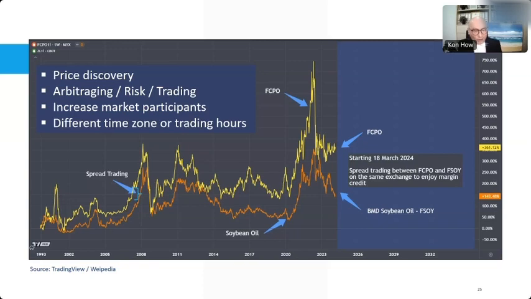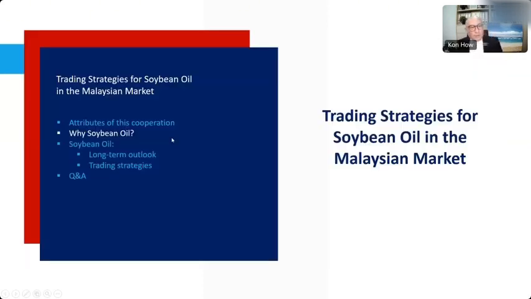And of course, not forgetting that there's an opportunity to spread between the FSOY and the DCE soybean oil in DCE itself. So these are the attributes when there's a contract launch in two different exchanges. Of course, there's much more: price discovery, arbitrage, and risk and trading. You also increase market participation, and in terms of trading hours and time zone, it is not much different.